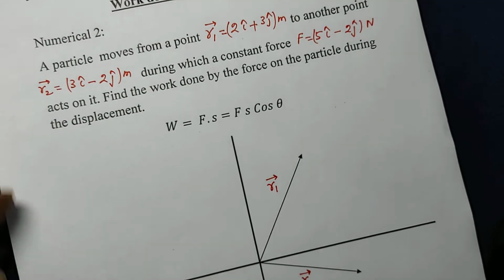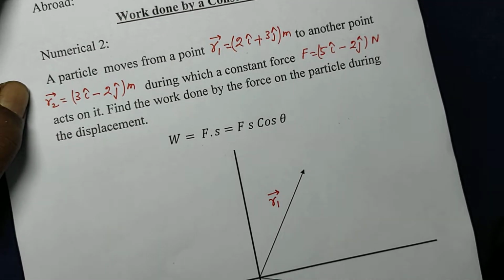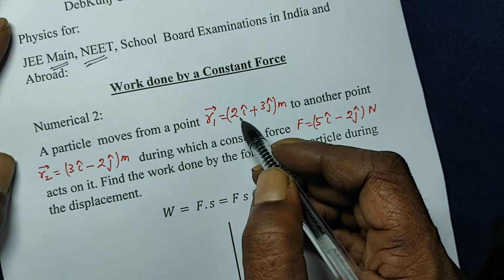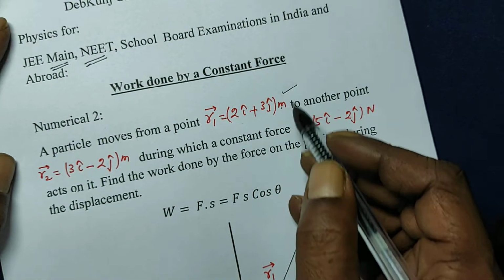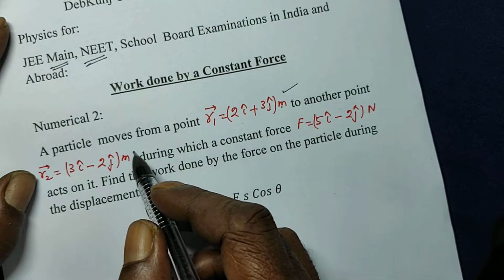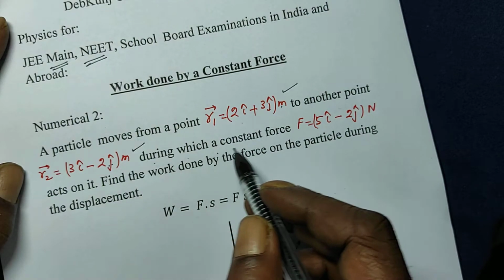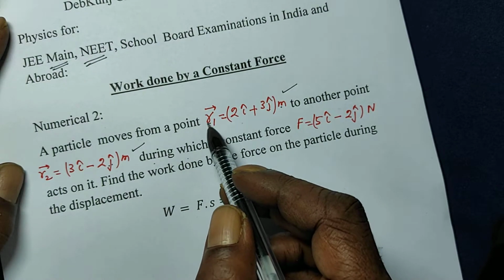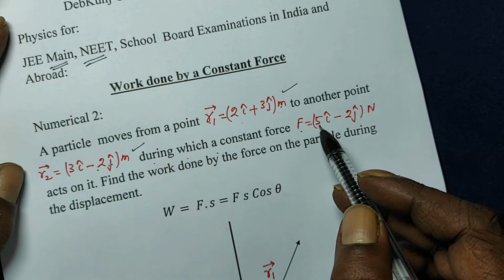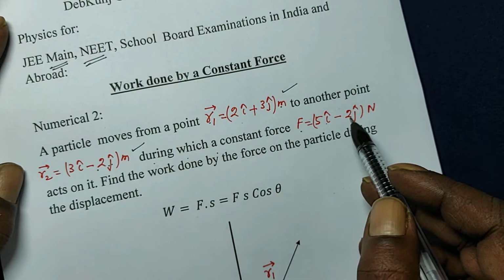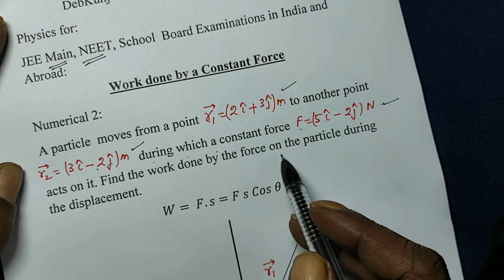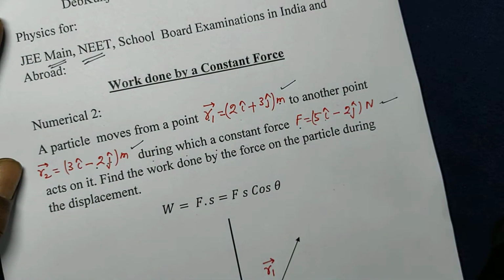Now let us look at the problem. A particle moves from a point R1 is equal to 2i cap plus 3j cap meter to another point R2 is equal to 3i cap minus 2j cap meter. While it is moving from this position to this position, a constant force F is equal to 5i cap minus 2j cap Newton is acting on it. Find the work done by the force on the particle during the displacement.